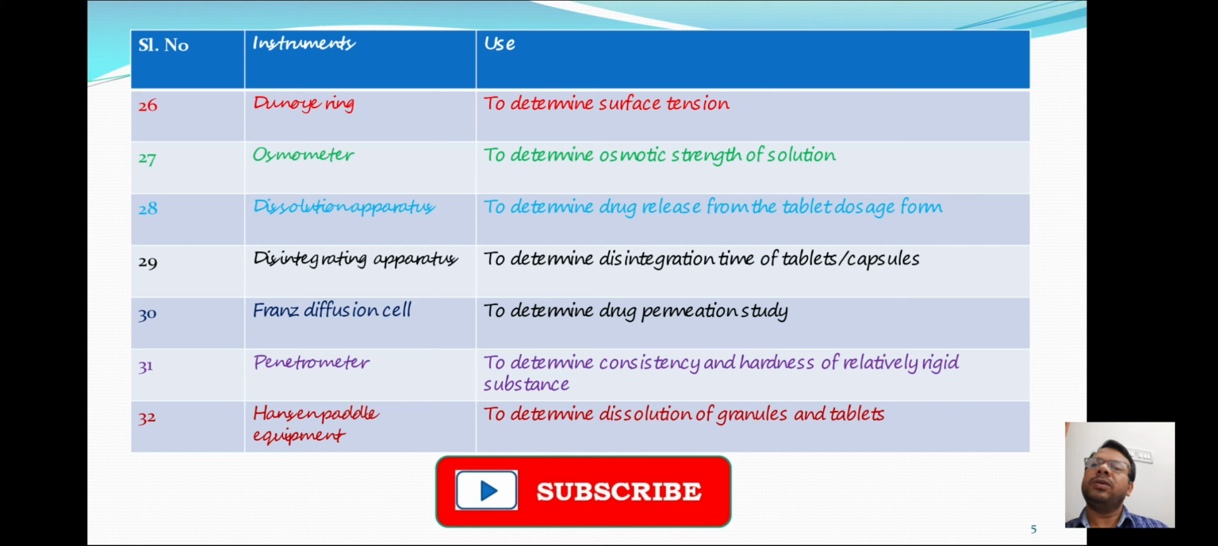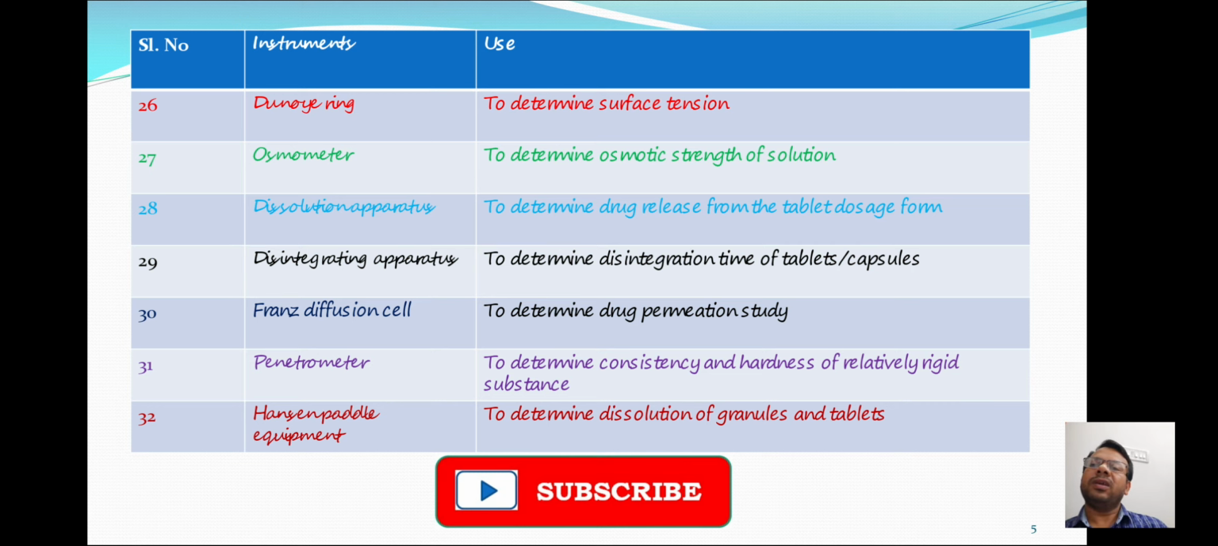Osmometer is used to determine osmotic strength of solution. Dissolution apparatus is used to determine drug release from the tablet dosage form. Disintegrating apparatus is used to determine the disintegration time of tablet or capsule.